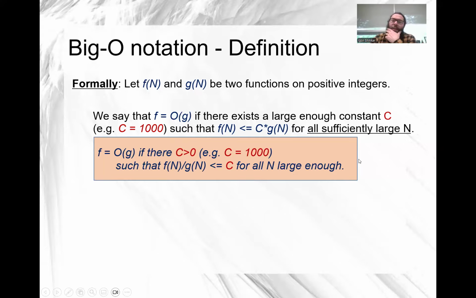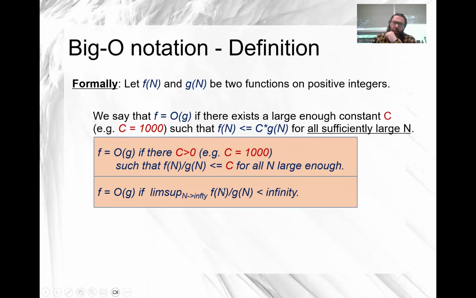It means that maybe when n equals 1 or n equals 2 or n equals 5, this inequality doesn't work. But when n is large enough, this inequality holds, that f divided by g is less than c, right? So we have the f function, we have the g, and if we take f divided by g, it's always upper bounded by some constant, right? It's always less than 10. So f is less than 10 times g. That's our definition.